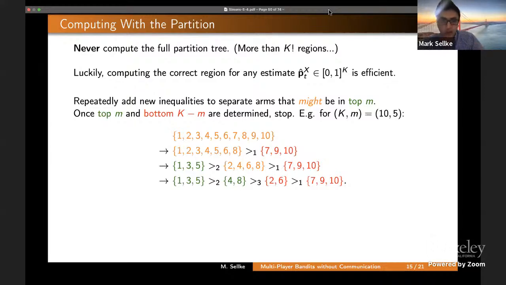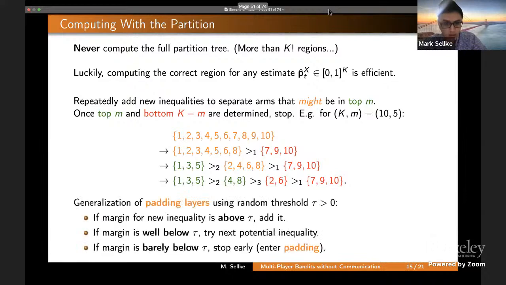We've found a leaf in our partition tree, and we'll have some pre-computed label that tells each player what to do. We decide whether to add these inequalities based on some random thresholds we've picked before. So there's a lot of shared randomness used just beforehand to prescribe how to compute these partition trees. And the padding layer comes in when you're very close to adding the inequality or not.